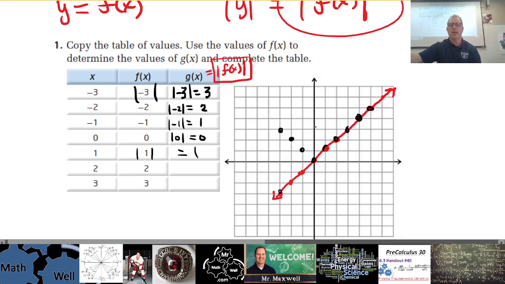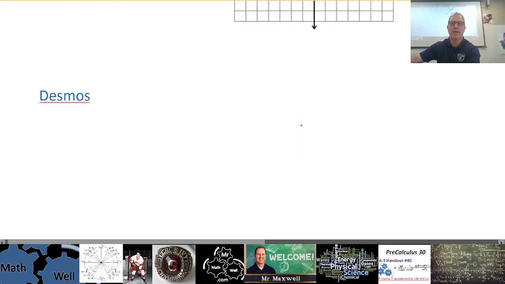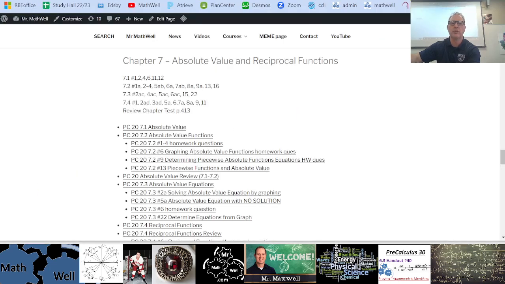All right? So this ends up to be, in black, what the absolute value function of x looks like. So half of it's the same, but half of it is the negative version, okay? Now I'm going to go to Desmos here and show you some cool stuff.